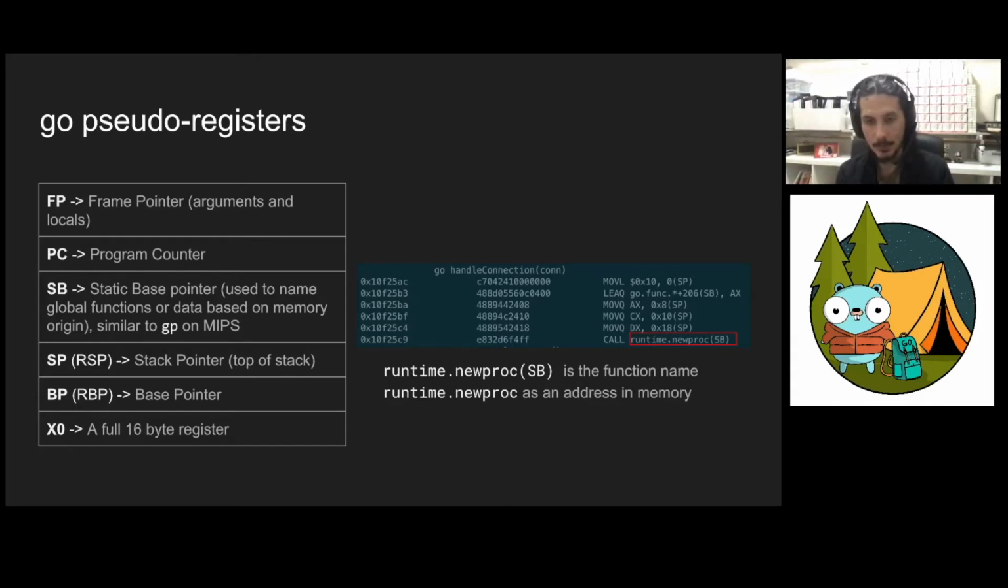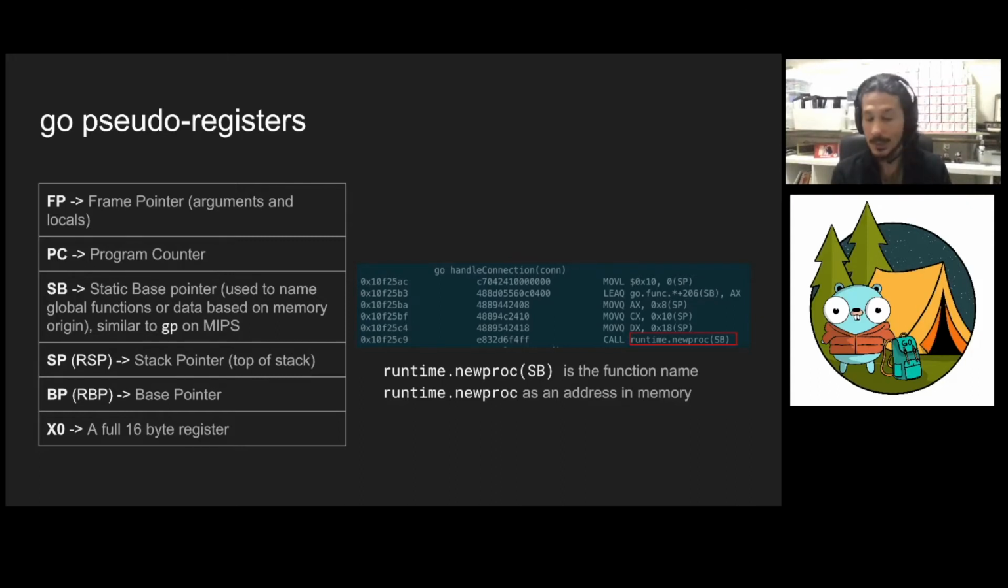So we have disassembled code. This is using the Go objdump internal tool, and we see a call to runtime.newproc here at the bottom right. And in parentheses, we have SB, that's the static base pointer. All that's saying is that runtime.newproc is the function name as an address in memory, and that address is relative to the static base pointer. If you have worked with MIPS binaries, you may be familiar with the GP register, and that's very similar.